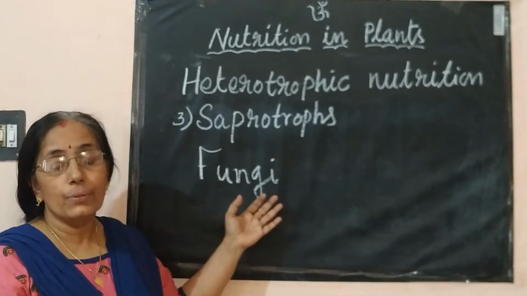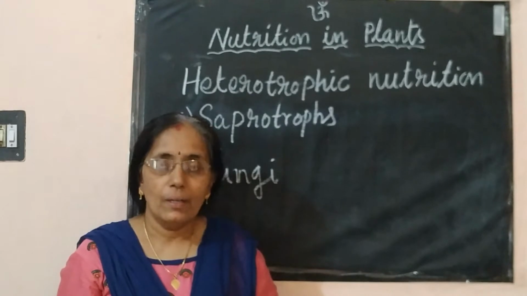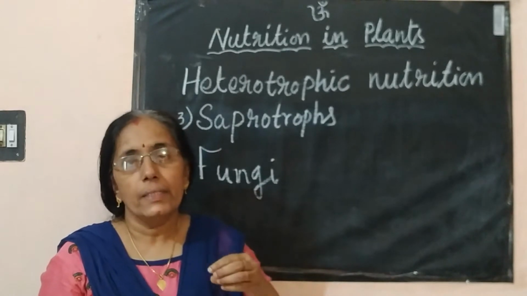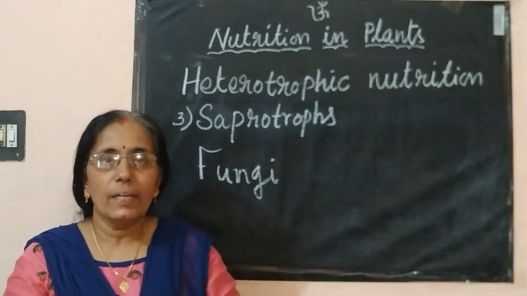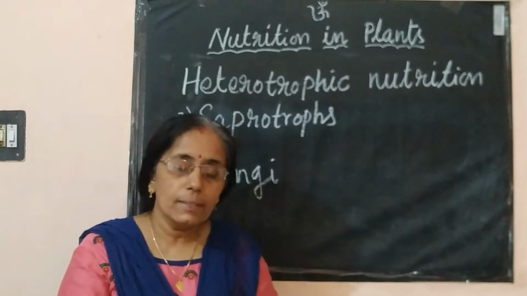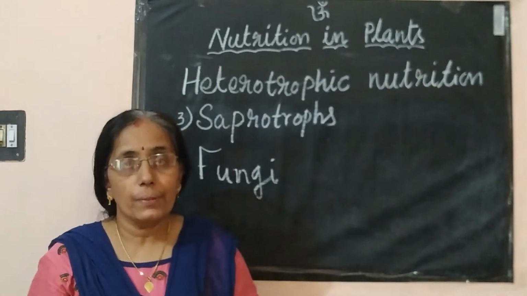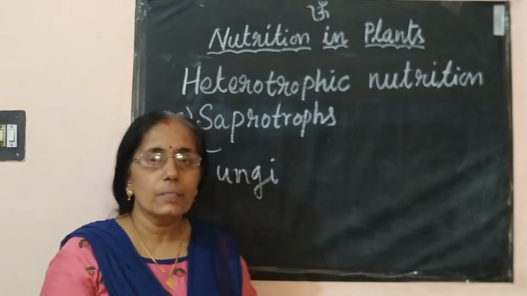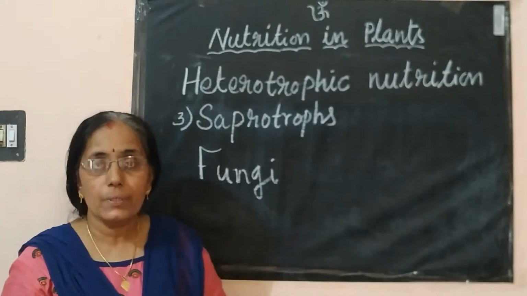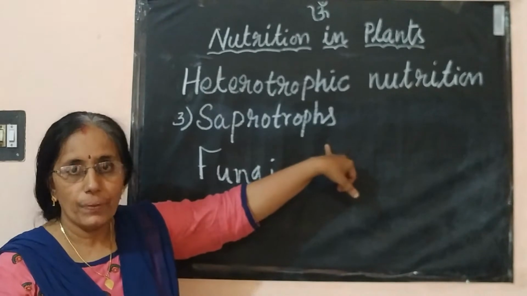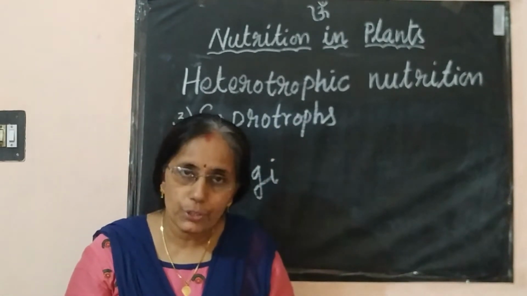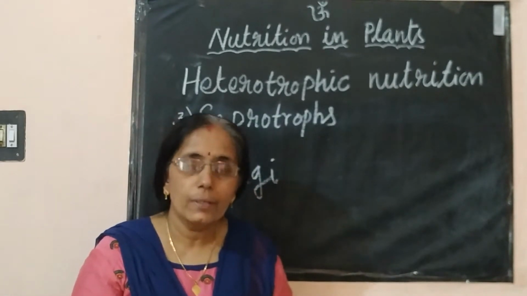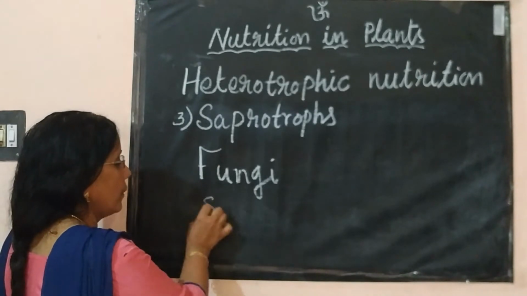So fungus grows on decaying matter. When they fall on the decaying matter, they release digestive juice on it and convert it into solutions. And then they absorb these solutions as nutrients. So those organisms which obtain nutrients from dead and decaying organisms are known as saprotrophs. And this method of obtaining nutrition from the decaying matter in the form of solution is known as saprophytic nutrition.